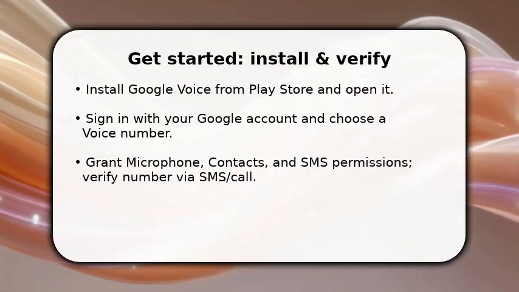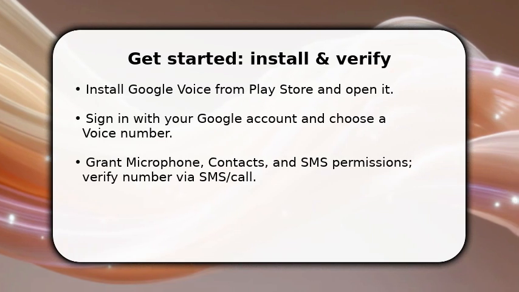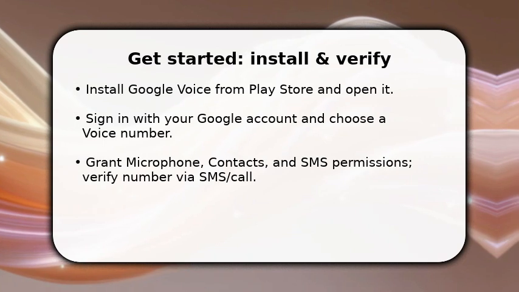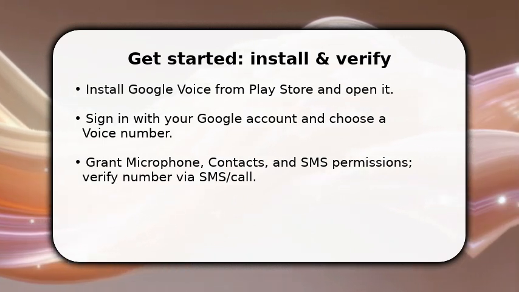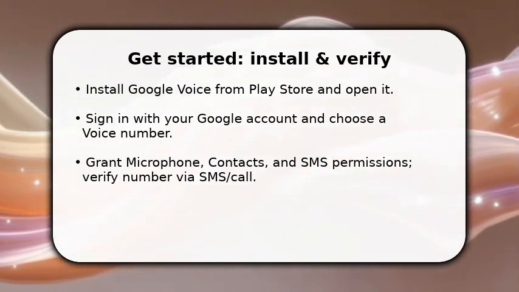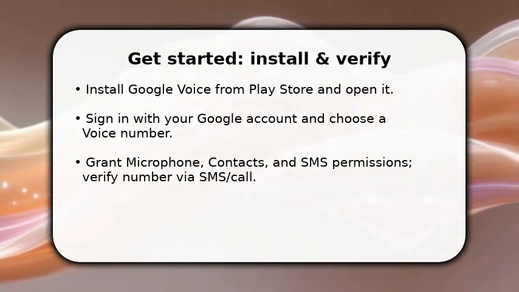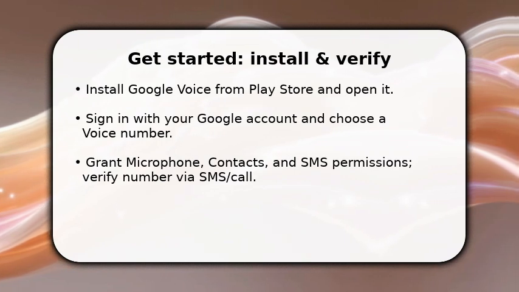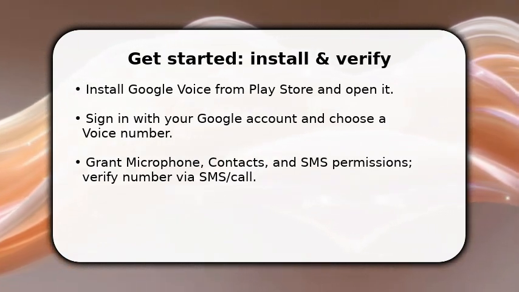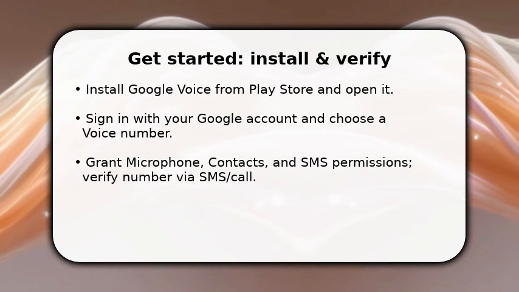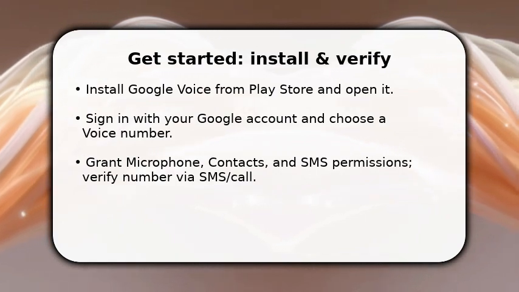You'll start by installing Google Voice and signing in with the Google account you want to use. Once done, pick or port a voice number. This gives you a reachable identity for calls and texts. Make sure you grant microphone, contacts, and SMS permissions so the app can place calls and sync contacts. When prompted, verify your device with the SMS or call code. This links the number to your Samsung phone and enables full functionality.